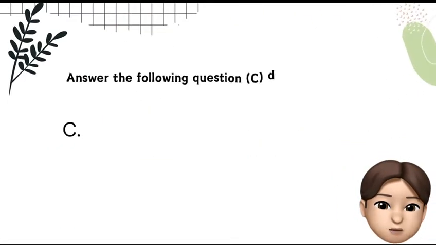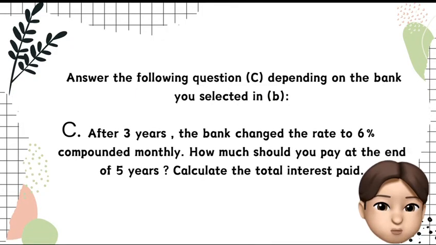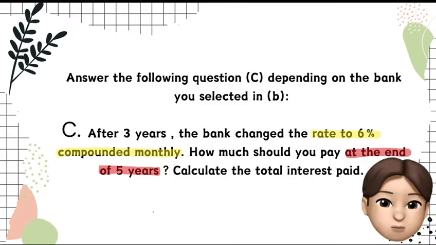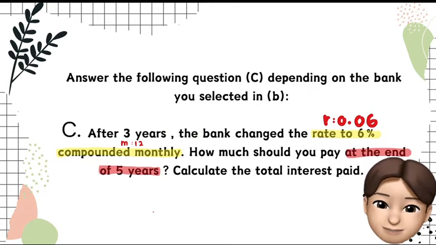Next, question C. Answer the following question C, depending on the bank you selected in B. After 3 years, the bank changed the rate to 6% compounded monthly. How much should you pay at the end of 5 years? And calculate the total interest paid. We highlight the keywords, which are rate to 6% compounded monthly and at the end of 5 years. So we know that R equals 0.06 and compounded monthly, M equals 12.